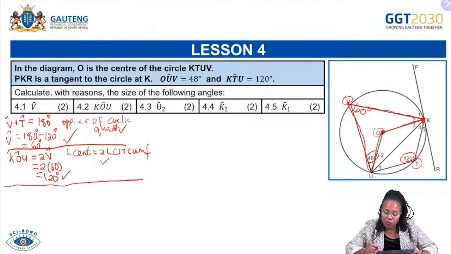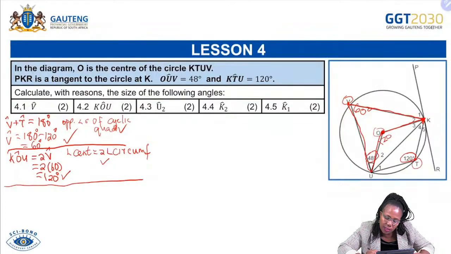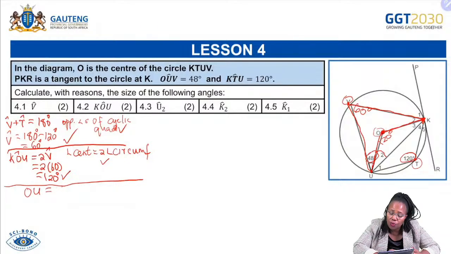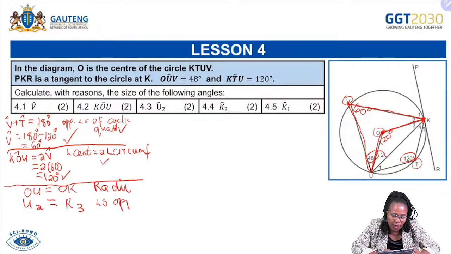And then now calculate U2. Okay, let's put in the value 120 degrees here. U2 is this angle here. If you look in that triangle, you can see that you have radii OU and OK. To find U2, we are going to say OU is equal to OK because they are radii. That means angle U2 is equal to angle K3, which is angles opposite equal sides. If that is the case, they share the same value.